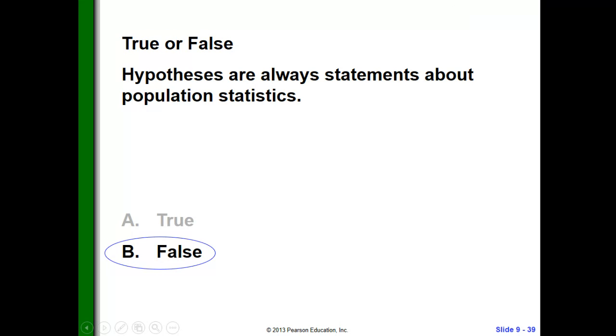Oh, wait a minute. Let me go back here. Let's see if I'm smart enough to go back. I did something wrong there. Hypotheses are always statements about population. The word that's the problem here is statistics. It should be parameter. The problem is this says statistics, always about a population parameter. That's what makes it false. Okay, great.